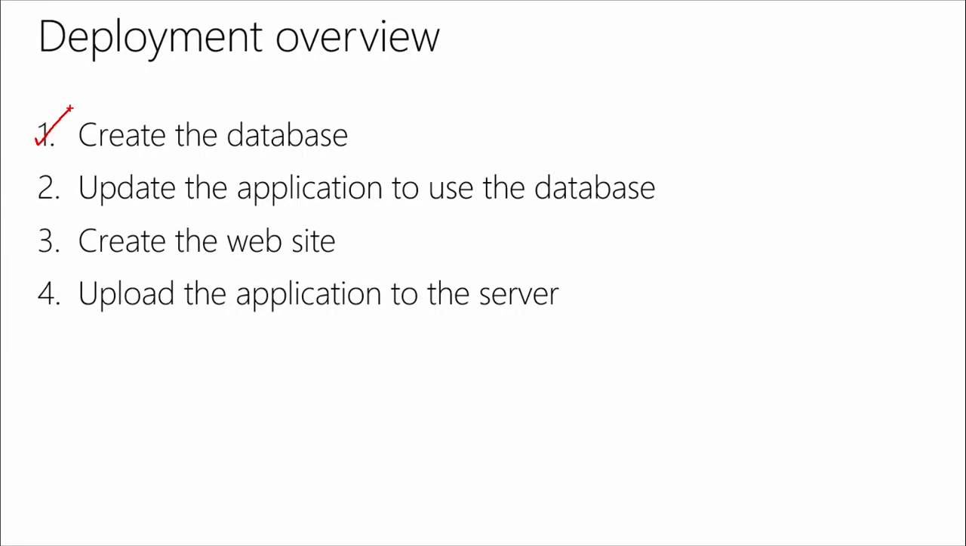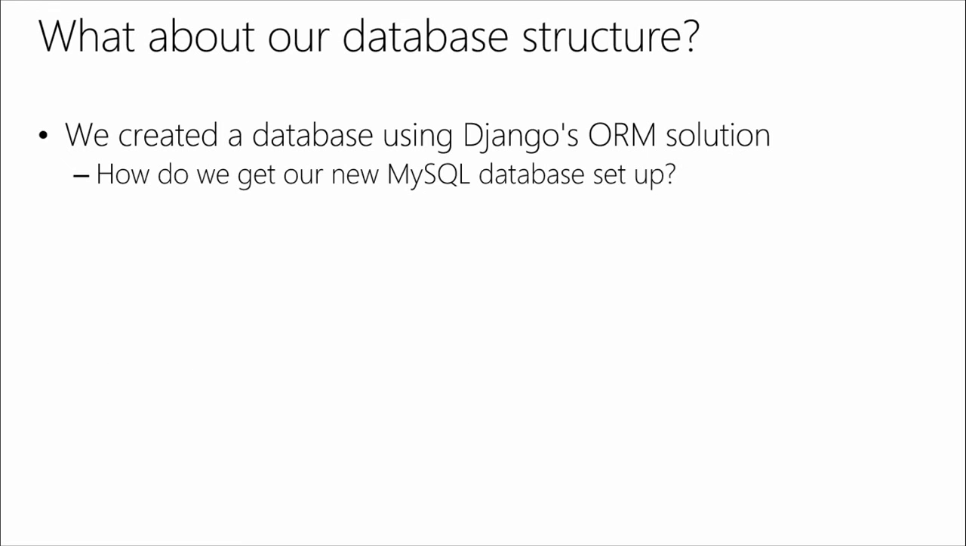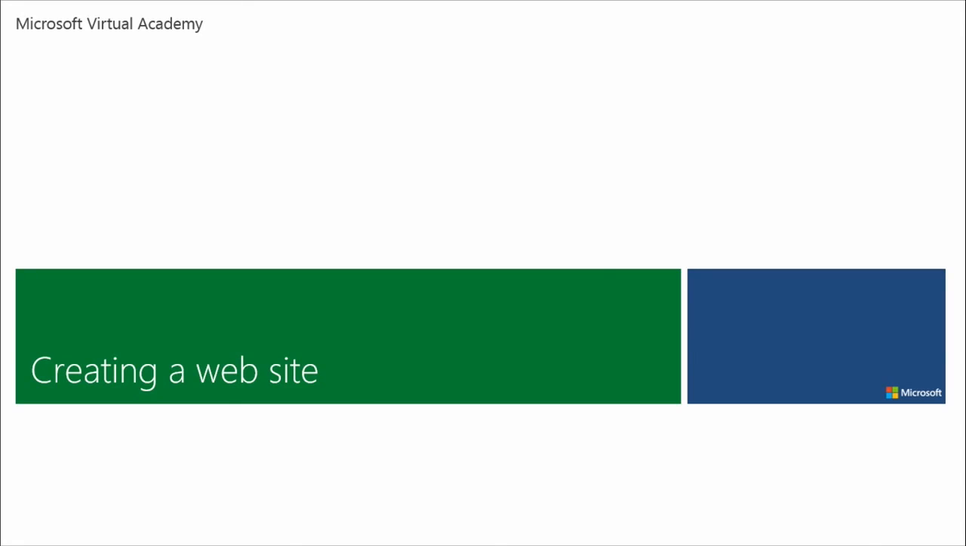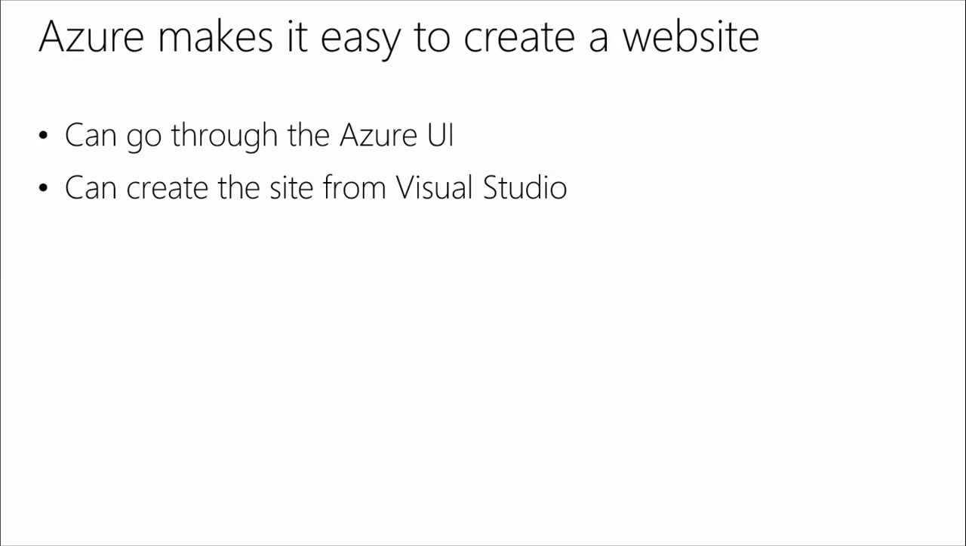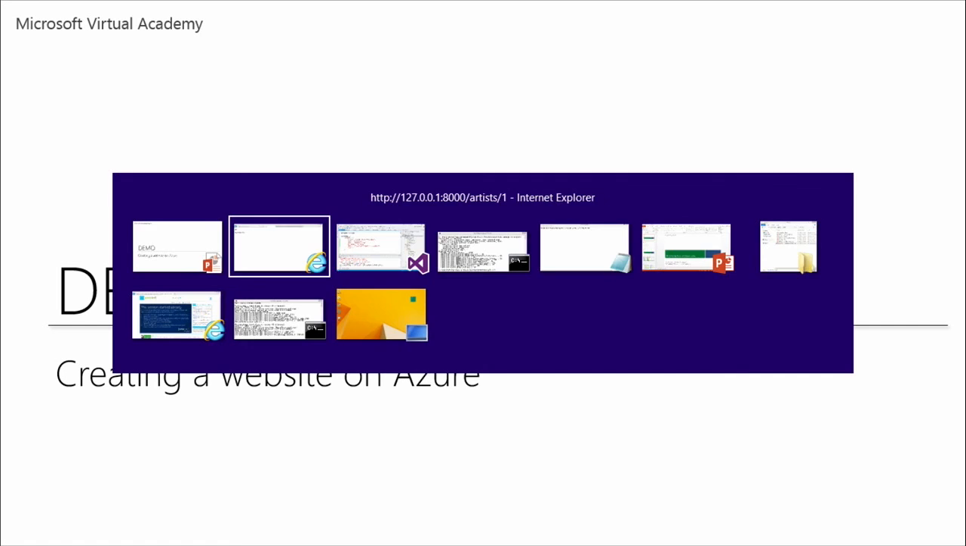Cool. So if we go back to our little steps here, we've created the database, check. We've updated the application to use the database, check. Now what we need to do is create the website and upload the application to the server. How could we do that? We could go to the Azure UI, or better yet, we could just use Visual Studio. Let's just use Visual Studio.